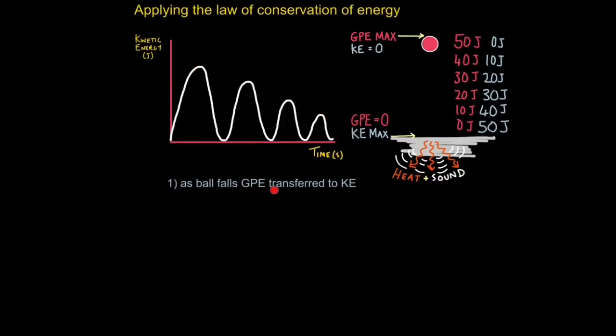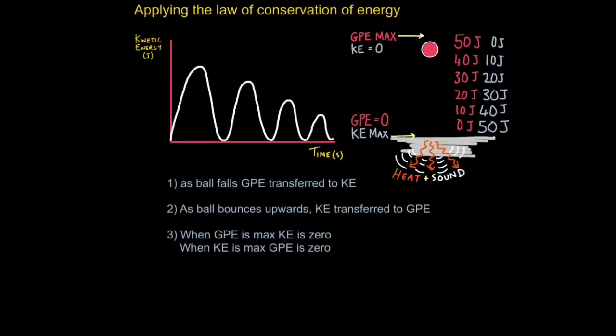So firstly, as the ball falls, GPE is transferred to KE. That's this point on the graph. So just before the ball hits the ground, we're at KE max. Then as the ball bounces upwards, that kinetic energy is transferred back to GPE. So that's what's happening as it bounces back up. So that would be this point on the graph. So KE is now 0 and GPE is max. I would definitely state that because that will get you a mark. So when GPE is max, KE is 0, and when KE is max, GPE is 0.